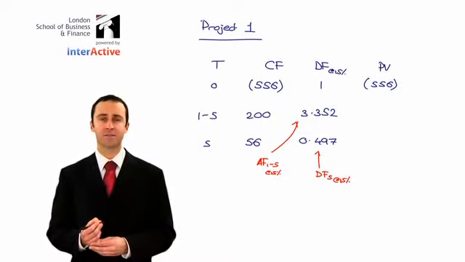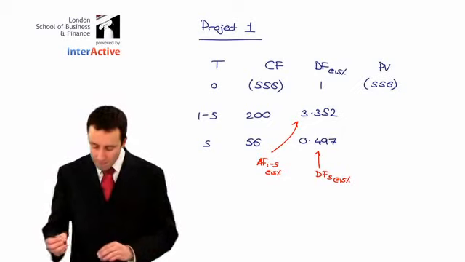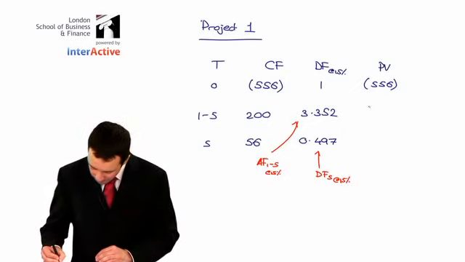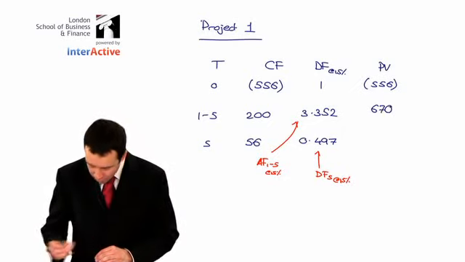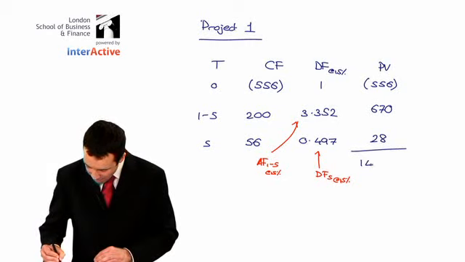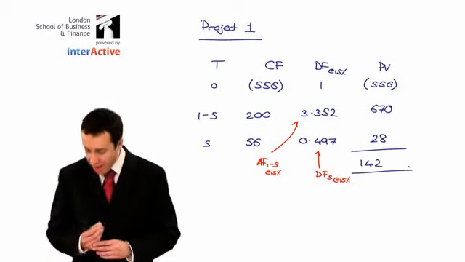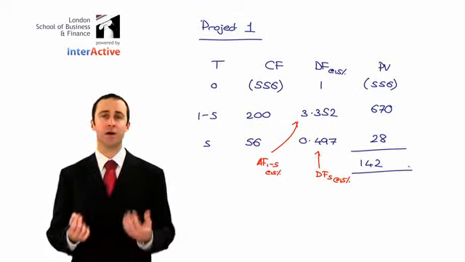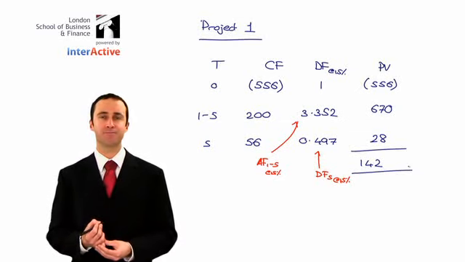at 15%. If I multiply my cash flow by my discount factor to get my present value, with a bit of rounding, I've got 670,000, 28,000, and then when I net it all off, I have 142,000 as a positive NPV project.